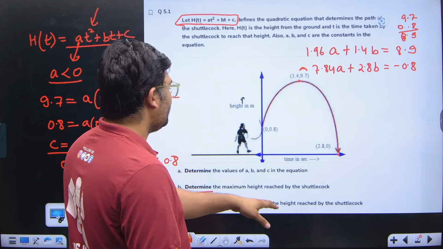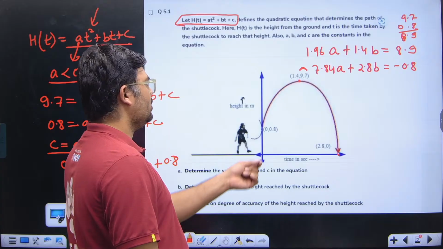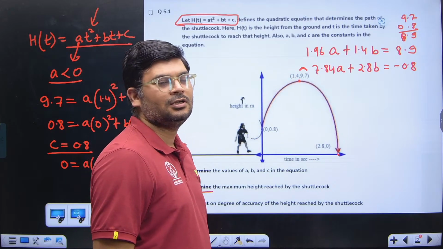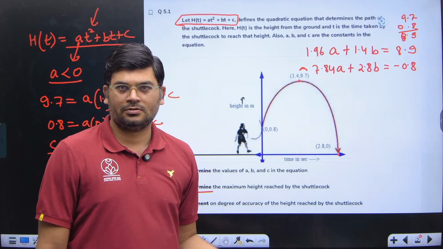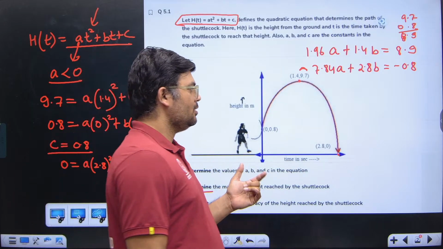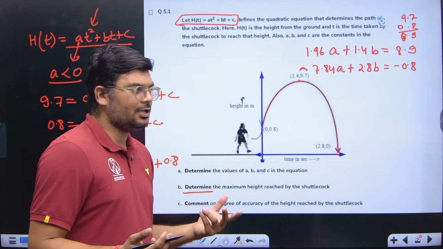So the degree of accuracy of the height reached by the shuttlecock is, you can say, nearest to 10th. What is the degree of accuracy? It is nearest to 10th. See, that's not how we write it, but just for me, I'm just letting you know.